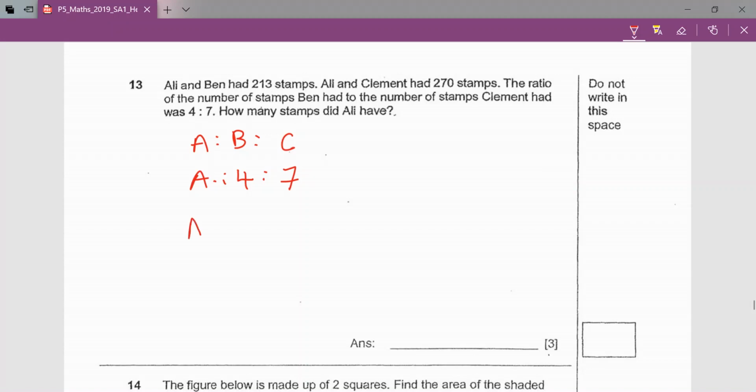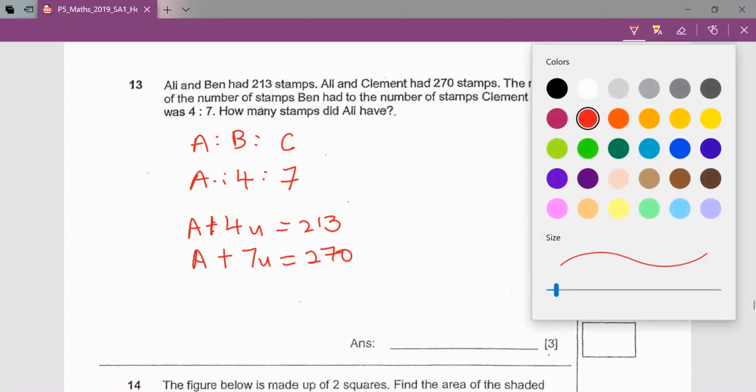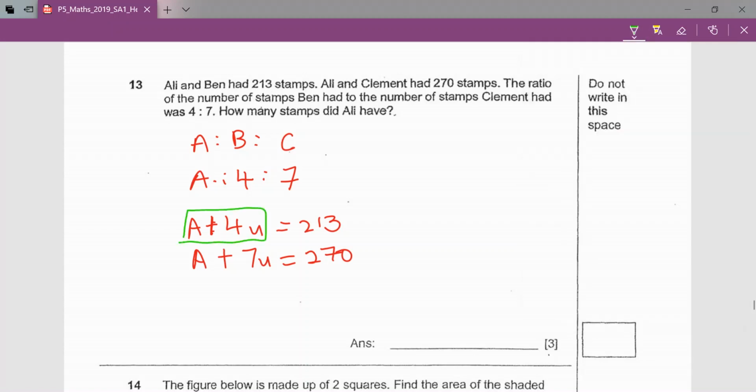Okay, Ali plus 4 units is 213. Ali plus 7 units is 270. What's the difference between this and this? The difference is 3 units, right? Ali minus Ali is 0. 7 units minus 4 units is 3 units.